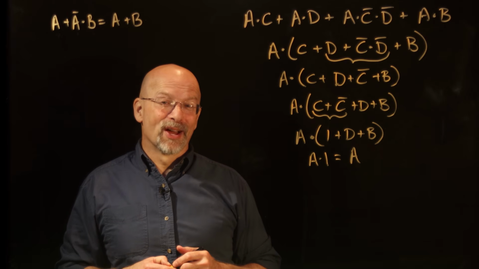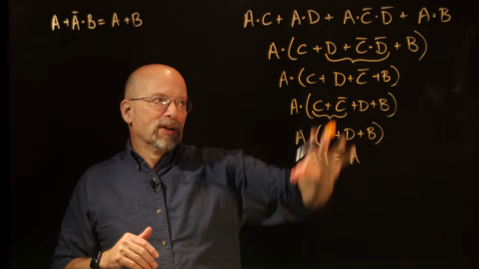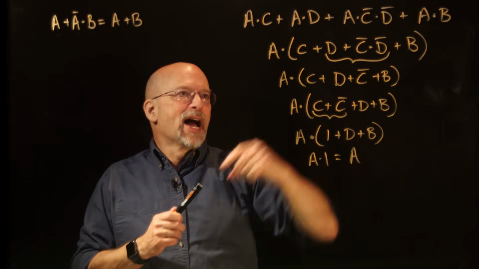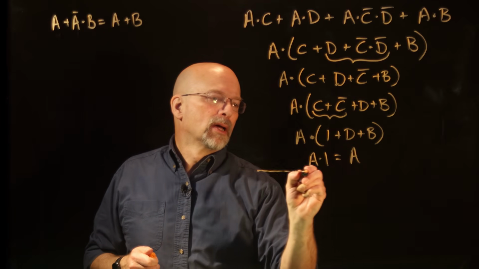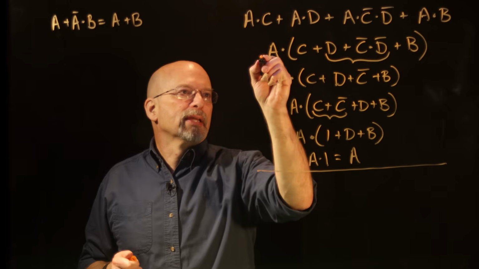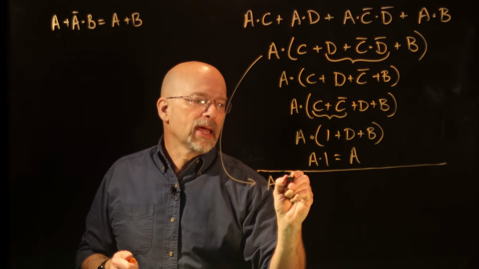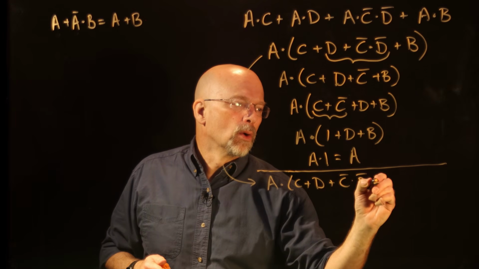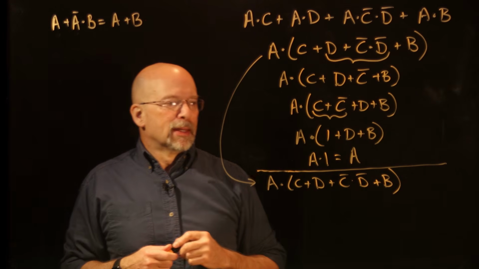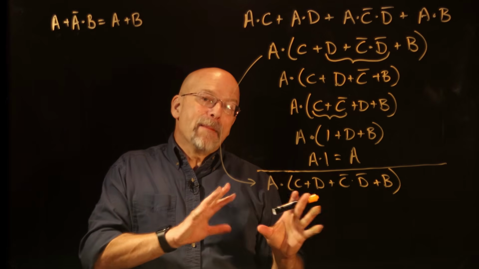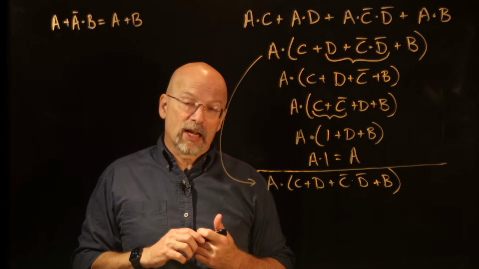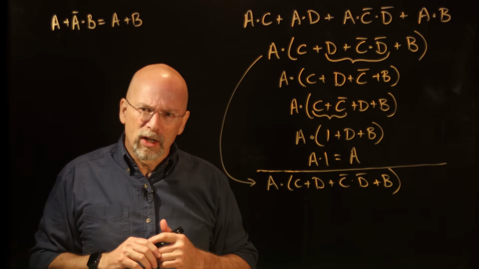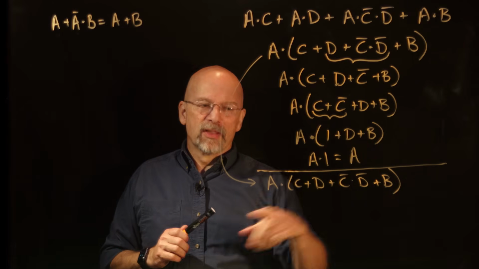There's another way to do this, though. And this other way is very different than the application of this rule. What I could do is start with this guy. In fact, let me go ahead and bring this one down. I'm going to put a little line here. We're going to bring this guy back down here. So we'll have A ANDed with C or D or C bar, D bar, or B. Okay. Now, this may not be obvious to somebody who is just starting out in simplification, but it turns out we have an application of one of De Morgan's theorem's forms in this expression.